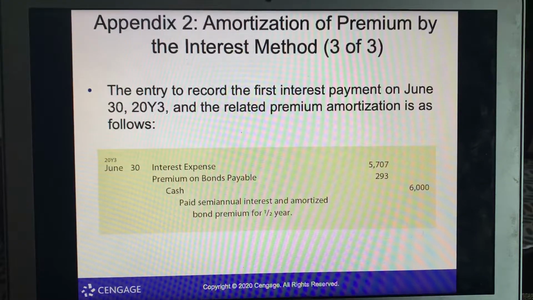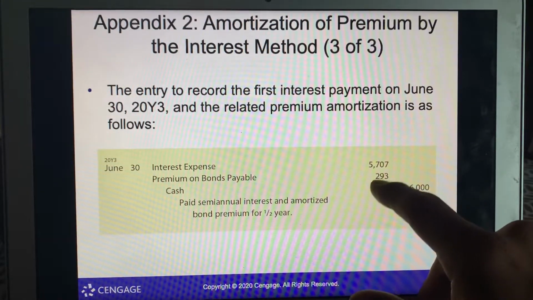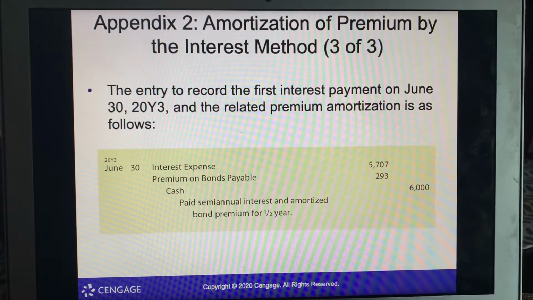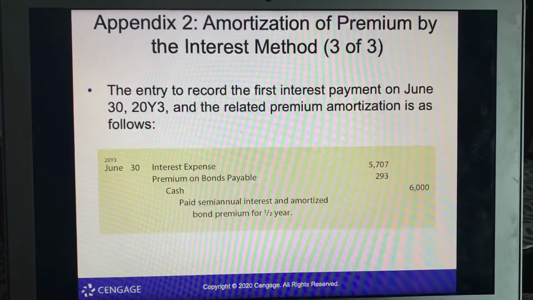Okay, and here's how we account for that: 5,707, and this is a premium of 293, and we're still paying it in cash. Okay, and that's the end of this presentation for chapter 11.